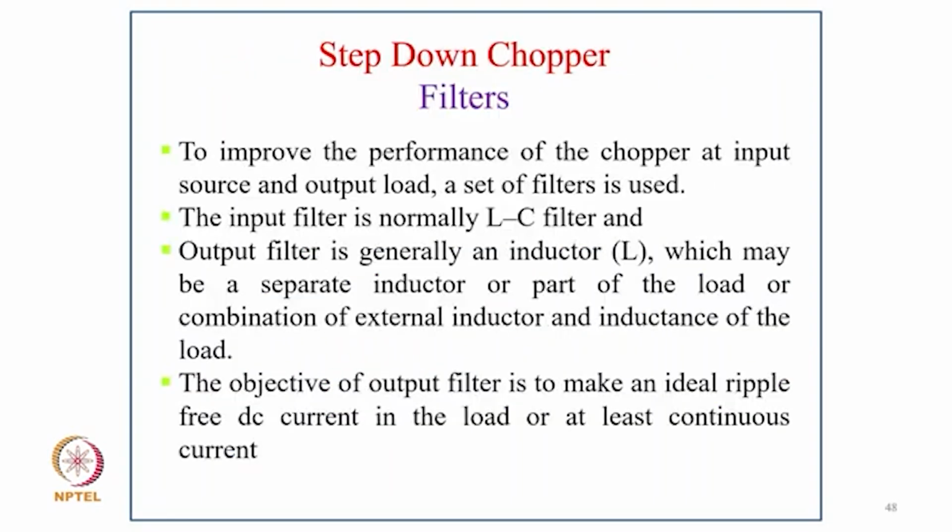So now coming to the filters, design of filters for the step-down chopper. To improve the performance of the chopper at the input source and output load, a set of filters is used. The input filter is normally an LC filter, and the output filter is generally an inductor, which may be a separate inductor or part of the load, or a combination of an external inductor and the inductance of the load. And the objective of the output filter is to make an ideal ripple-free DC current in the load, or at least continuous current.